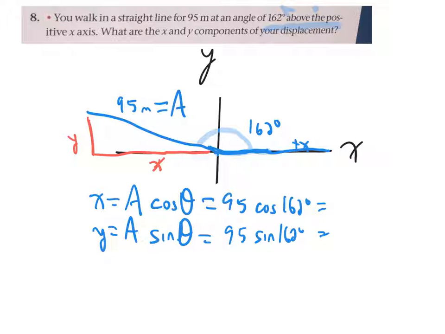And we have only two sig figs, so we end up with minus 90 meters, and plus 29 meters. And within two sig figs, those are our answers. You can do this a slightly different way if you want to work through right triangles, so I'm going to do the problem over doing that.